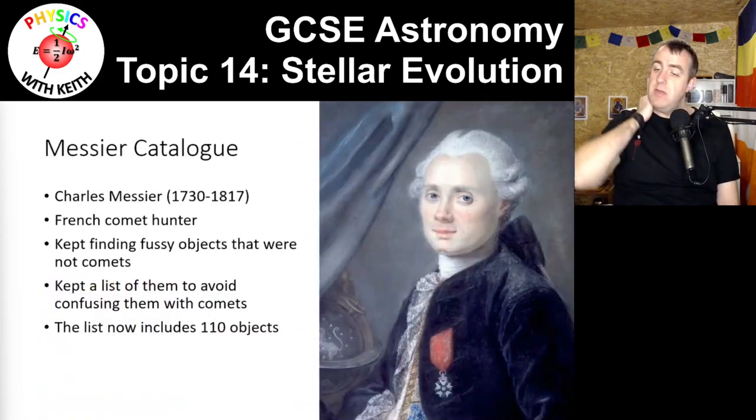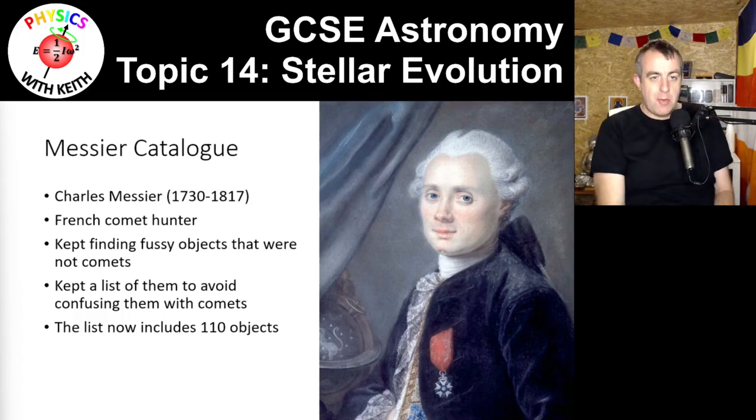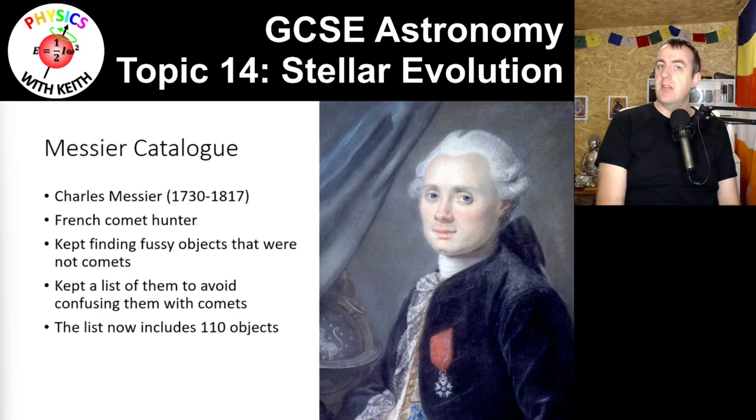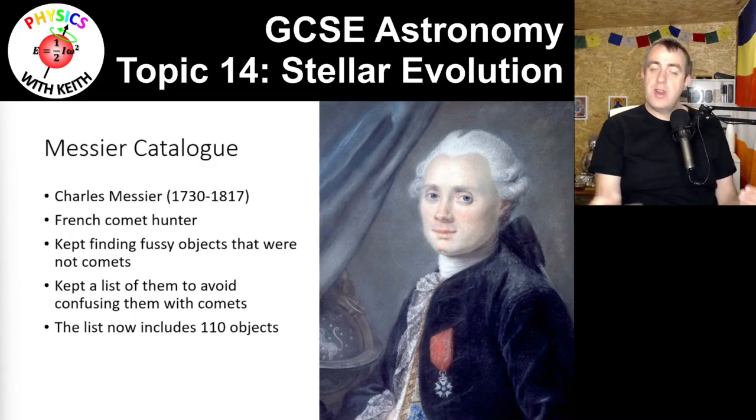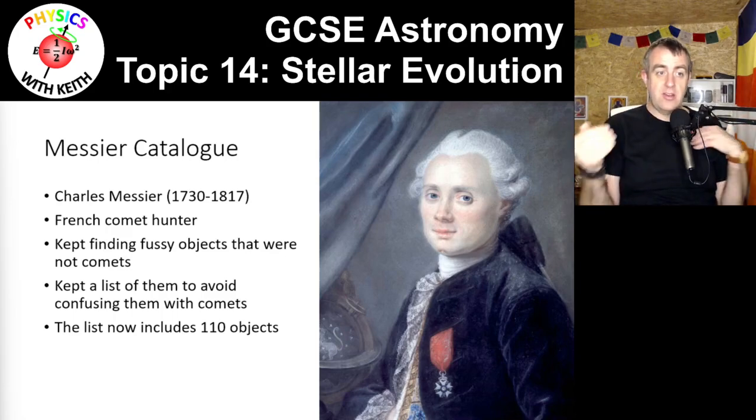Here's Charles Messier, this French comet hunter, and he was looking at different objects in the night sky and kept thinking he was finding comets because that's what he was looking for. So he would then have to look through all the different documentation to see if what he had found was indeed a new comet or whether it was something that had already been found and catalogued. At the time, it was confusing because there were lots of different catalogues. So Messier came up with his own catalogue.